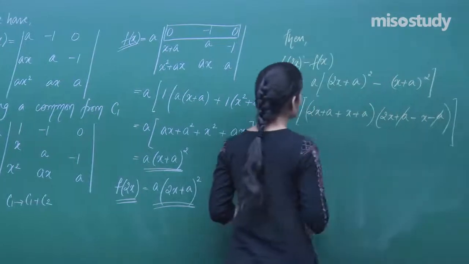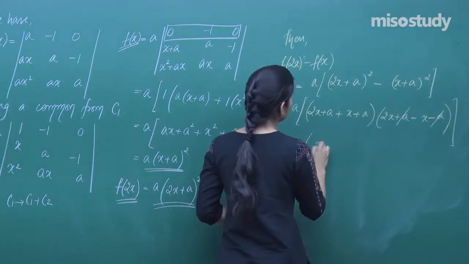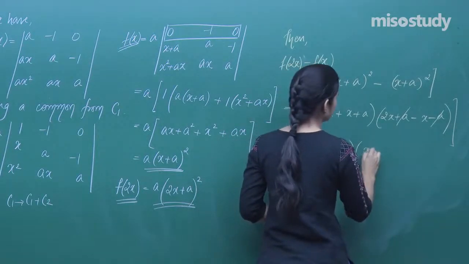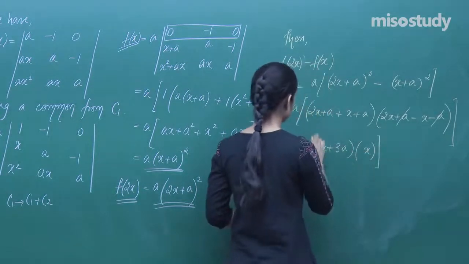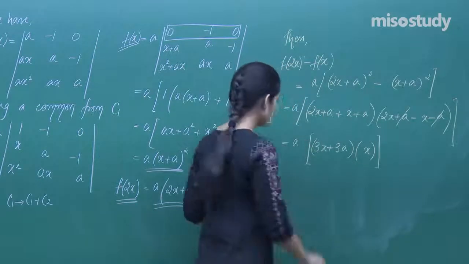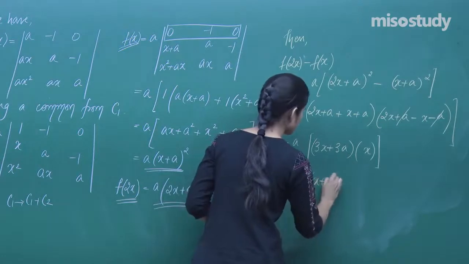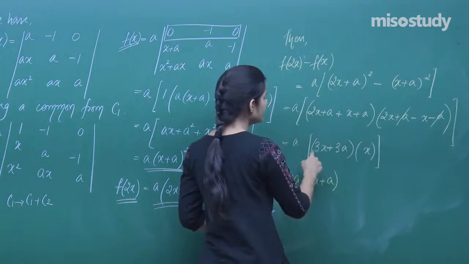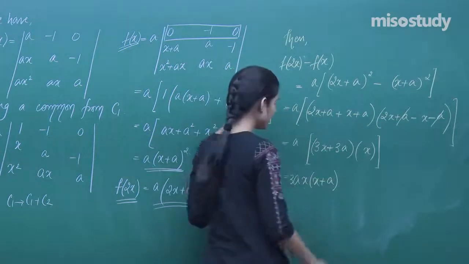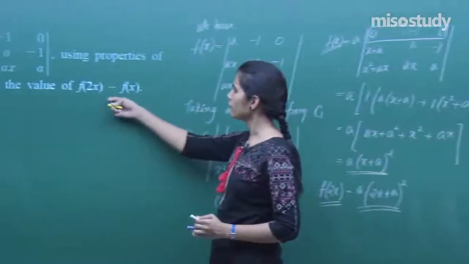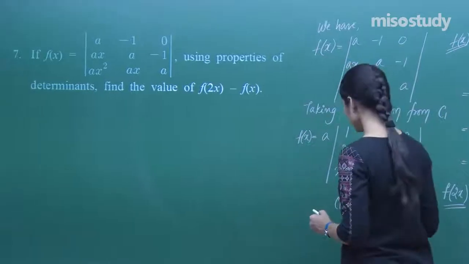Plus a minus a cancels out, you are left with 3x plus 3a, and here it is just an x. Fine. So you have 3ax into x plus a. 3 common, 3 into a into x, whole multiplied by x plus a. So 3ax into x plus a is the value of f of 2x minus f of x.